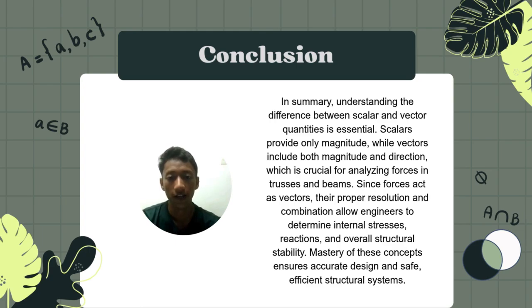So, for the conclusion, in summary, understanding the difference between scalar and vector quantity is essential. Scalar provides only magnitude, while vector includes both magnitude and direction, which is crucial for analyzing force in truss and beams. Since force acts as a vector, their proper resolution and combination allow engineers to determine internal stress, reaction, and overall structure stability. Mastery of this concept ensures accurate design and safe, efficient structural systems.